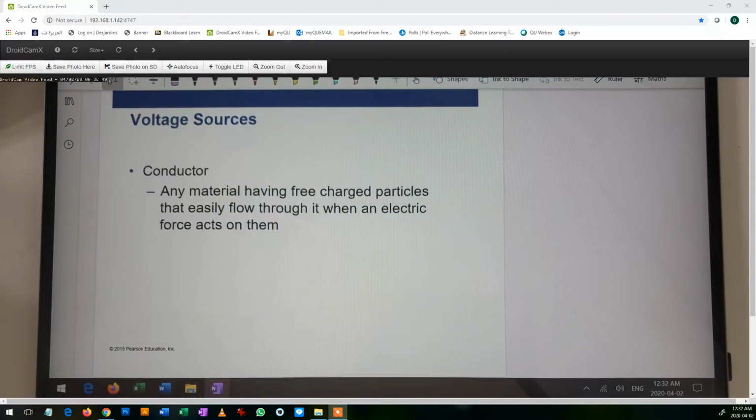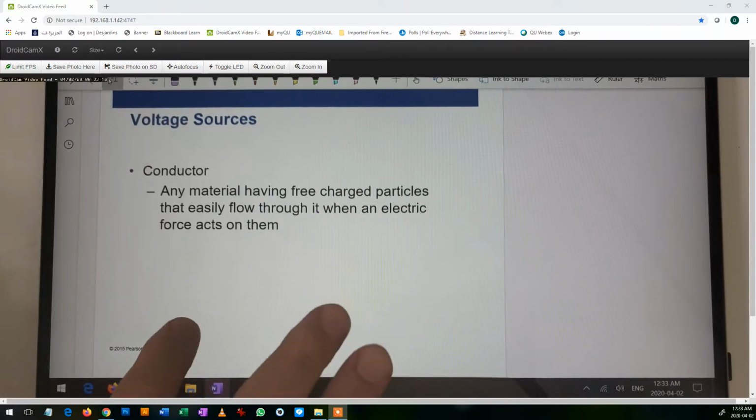Voltage sources, conductor, any material having free charge particles that easily flow through it when an electrical force acts on them. Conductor, this is how we define a conductor. Any material having free charge particles that easily flow through it when an electric force acts on them.